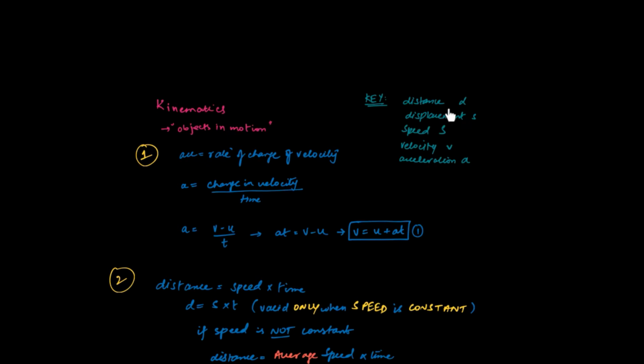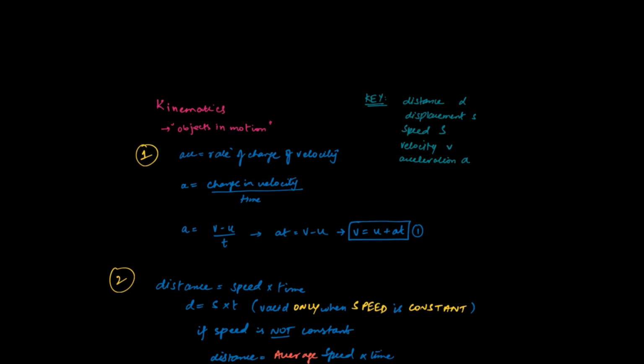The lowercase d is used to represent distance, the lowercase s is used to represent displacement, the capital S is used to represent speed, the lowercase v is used to represent velocity, and the lowercase a is used to represent acceleration.